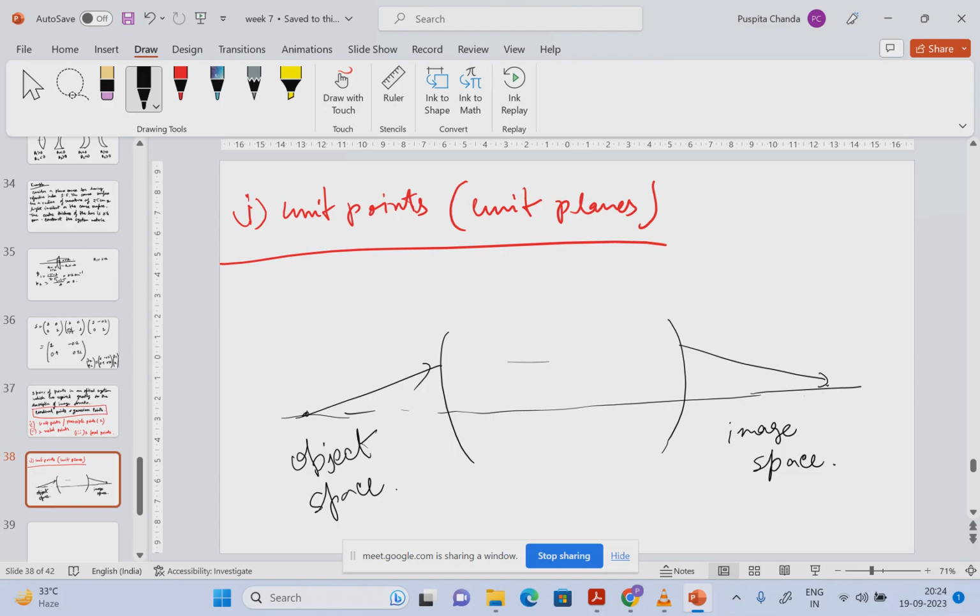So unit planes are two planes, one in the object space and the other in the image space, such that the lateral magnification between the planes is unity. It means that one ray of light originating from the unit plane in the object space will image at the same height from the unit plane in the image space. Okay.